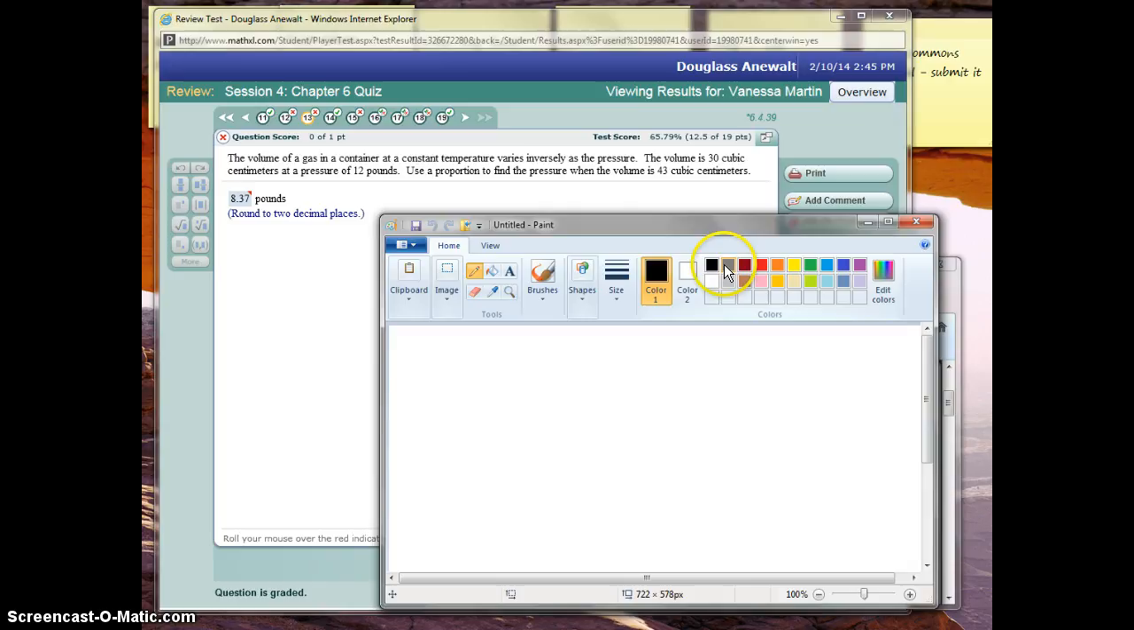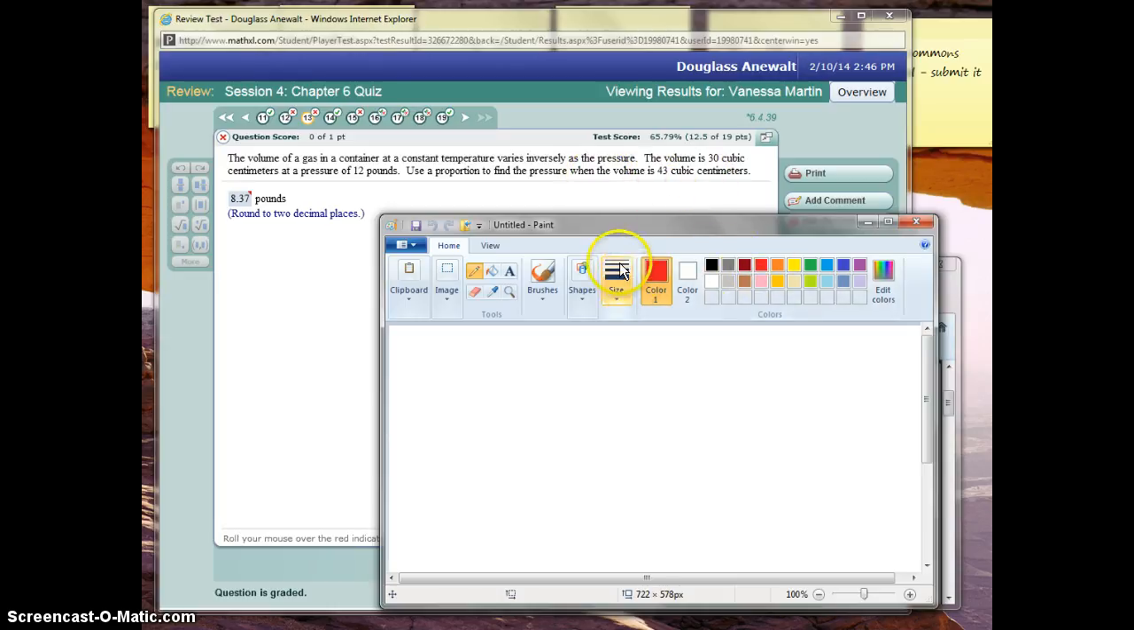And another proportion is needed for the next one. The gas container, the volume of a gas in a container at a constant temperature varies inversely with the pressure. So a key word there is inversely. The volume is 30 cubic centimeters at a pressure of 12 pounds. Use the proportion to find the pressure when the volume is 43 cubic centimeters.